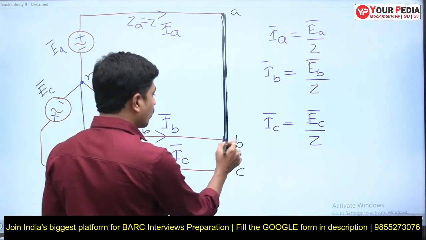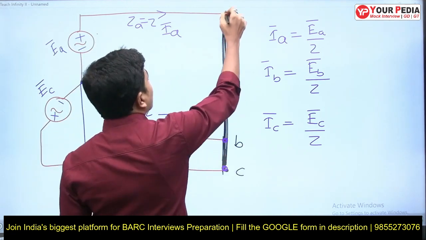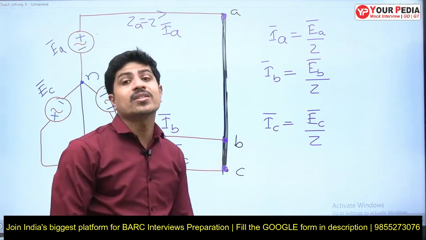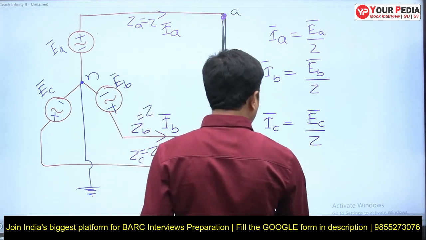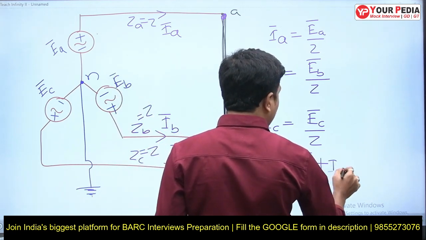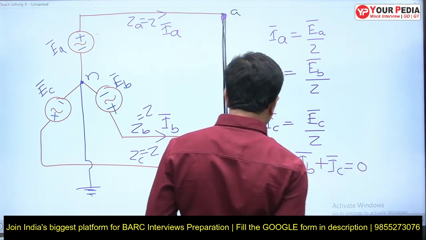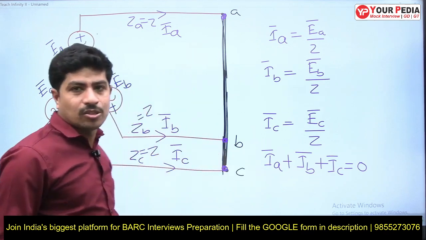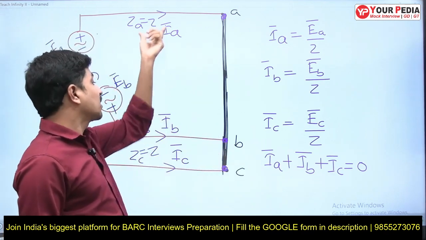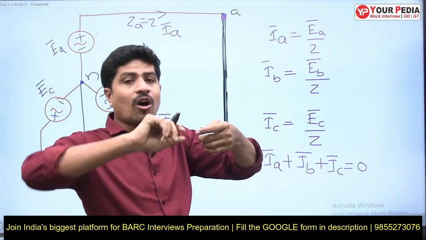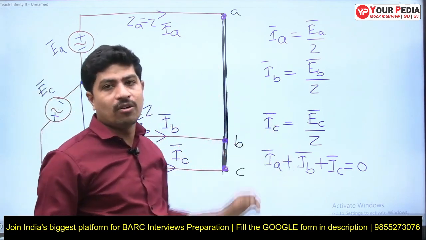See, this is the node. All three nodes are connected. So how much is IA plus IB plus IC? It is equal to 0. Why? Because it is balanced. IA plus IB plus IC is equal to 0. The source is balanced and these wires have the same impedance. In an LLL fault, all three phases are solidly shorted. It is called a solid fault.